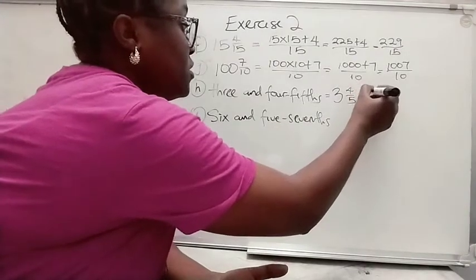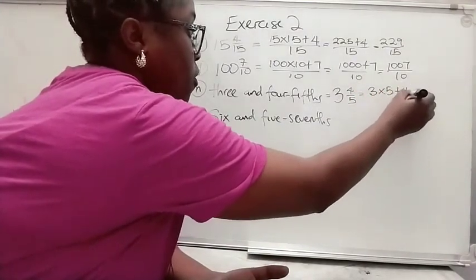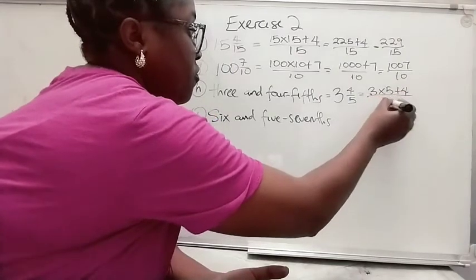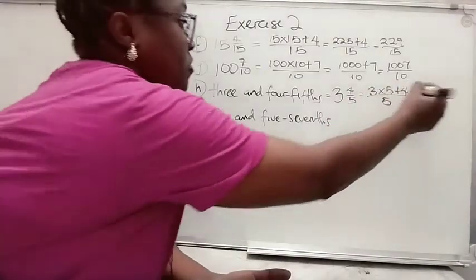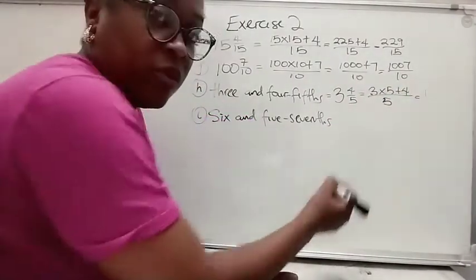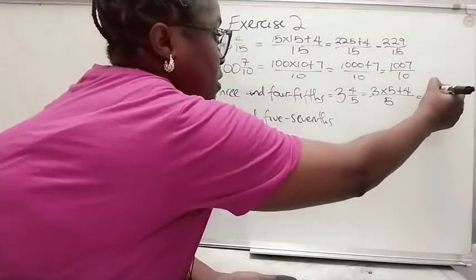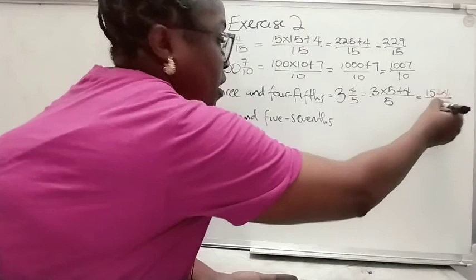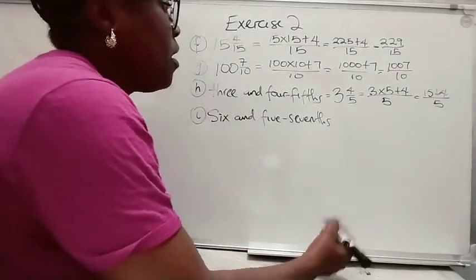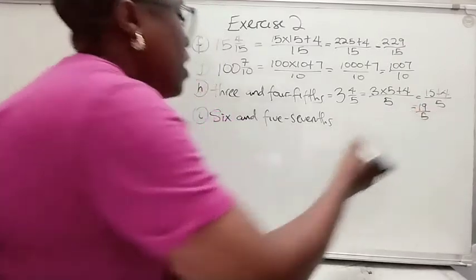So converting it, we have 3 times 5 plus 4 all over 5. So that gives us 3 times 5 is 15, plus 4 over 5. So our final answer will be 19 over 5.